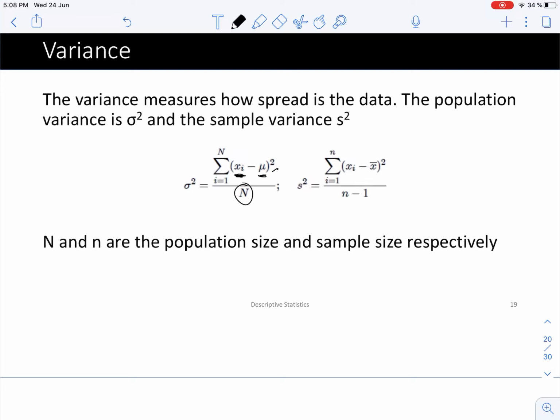Here we have two equations because one is for the parameter. This is the population variance, that's sigma squared, and s squared represents the sample variance. Now, there is only one big difference in addition to the notation. Please notice that in the population variance we divide over the number of observations, while in the sample variance we divide over n minus 1. So the sample size minus 1.